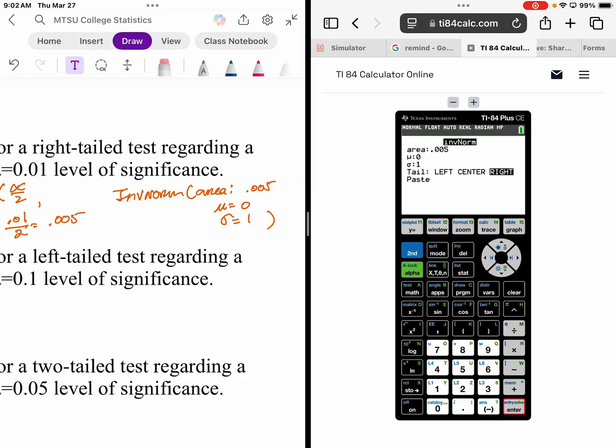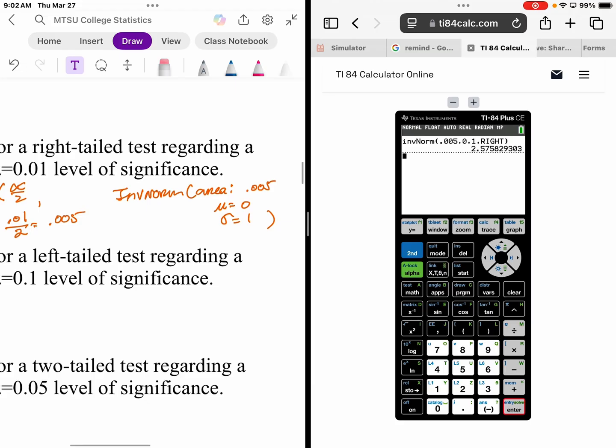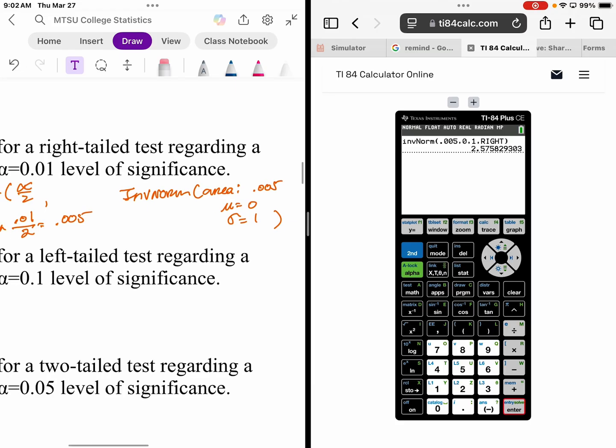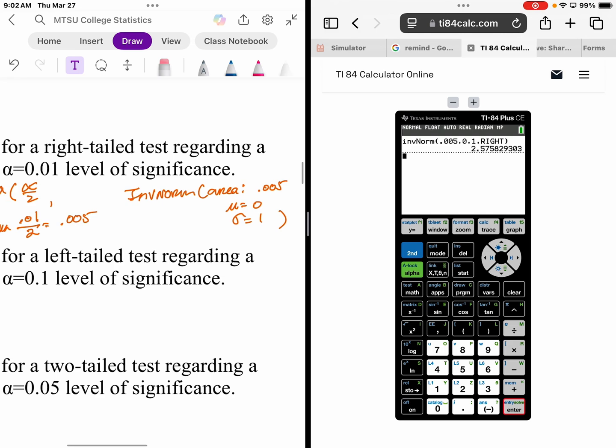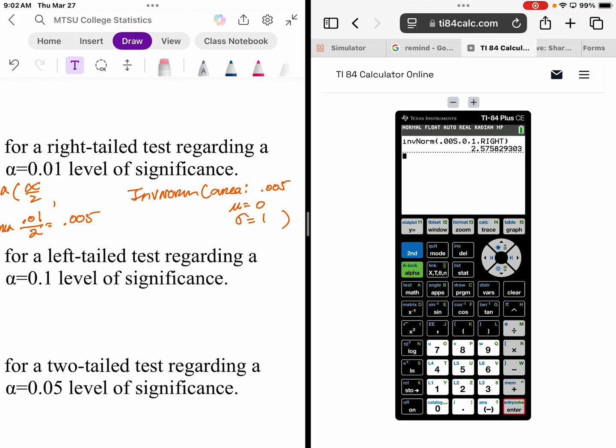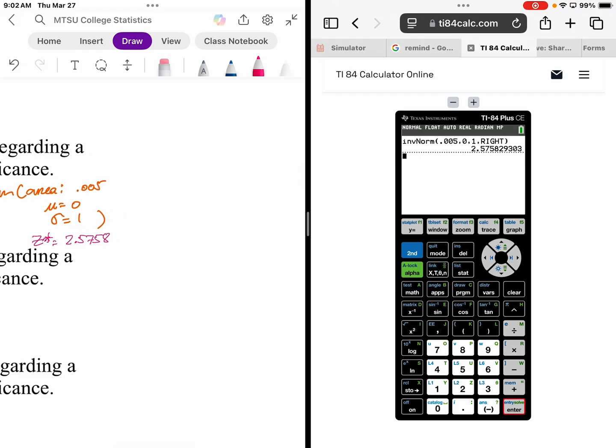Is anybody using the older calculator where you don't have options for left or right? Out of curiosity. So I'm going to do a right tail and then go down and hit paste. The right tail just gives me the positive version. It tells me that my z star is 2.5758.